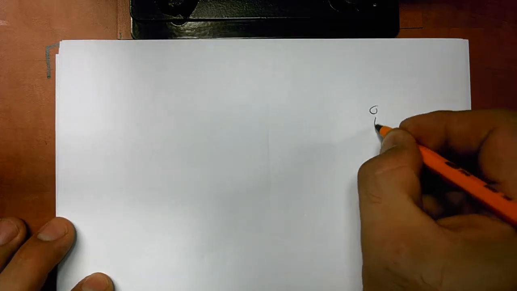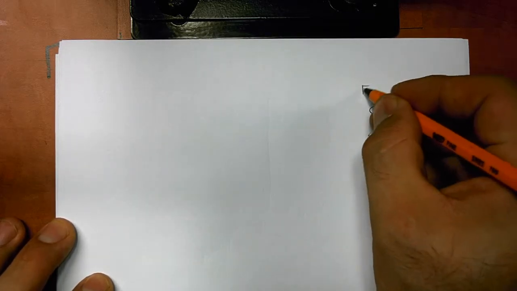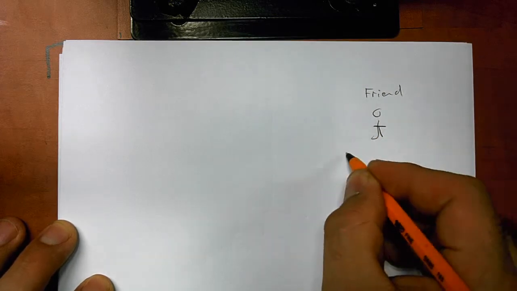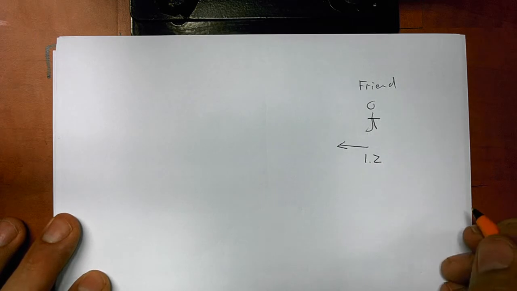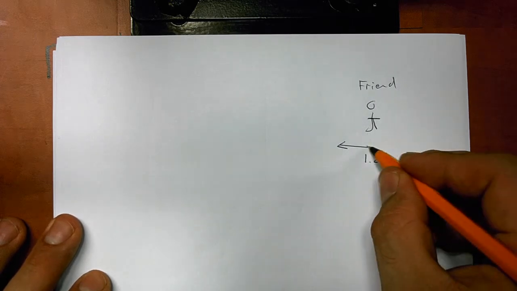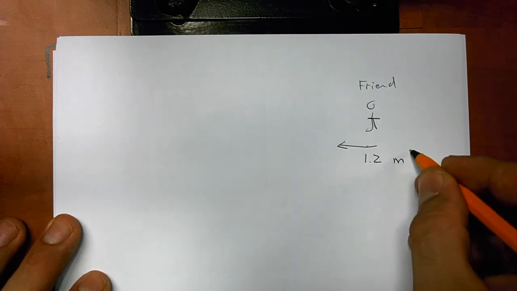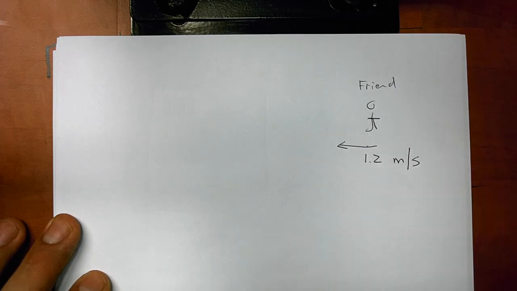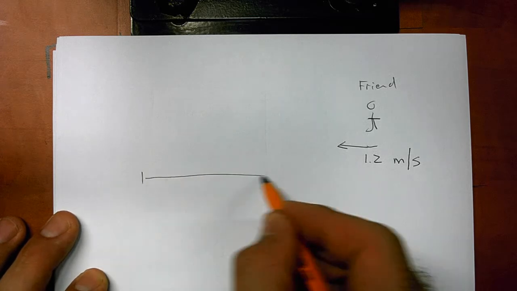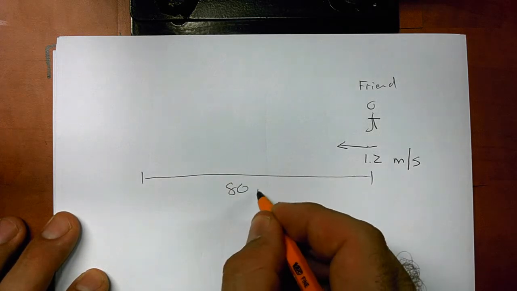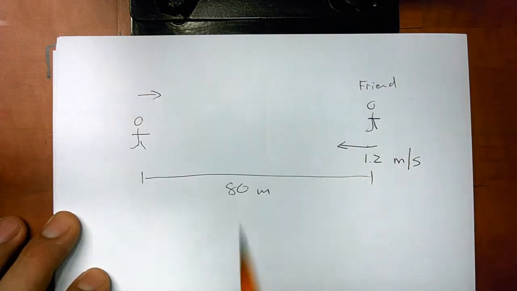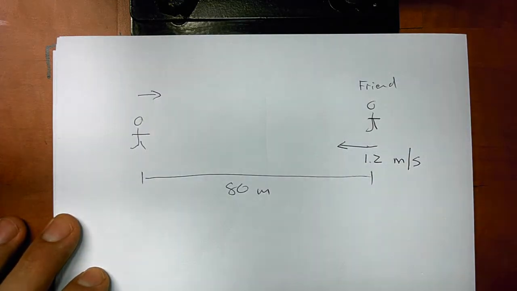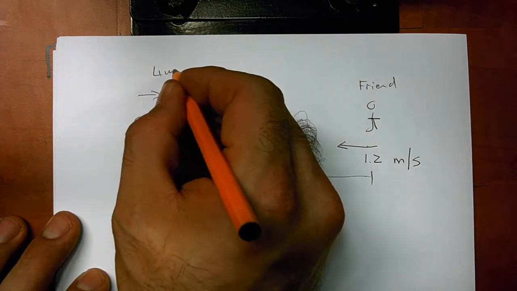So you've got a friend, and that friend is moving towards you with a constant velocity, or a constant average velocity, the same actually, of 1.2 meters per second. And when the two of you are 80 meters apart, you start to run towards your friend with a constant speed of 4 meters per second.